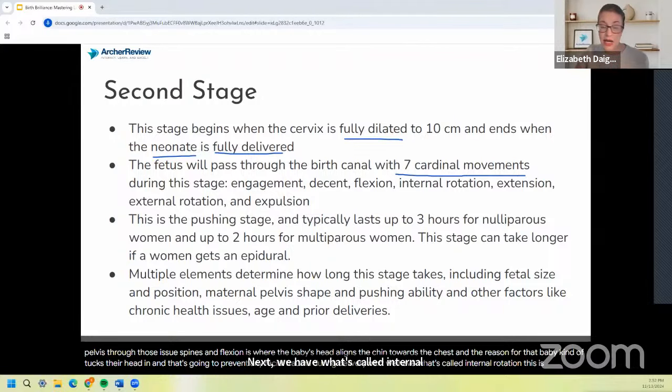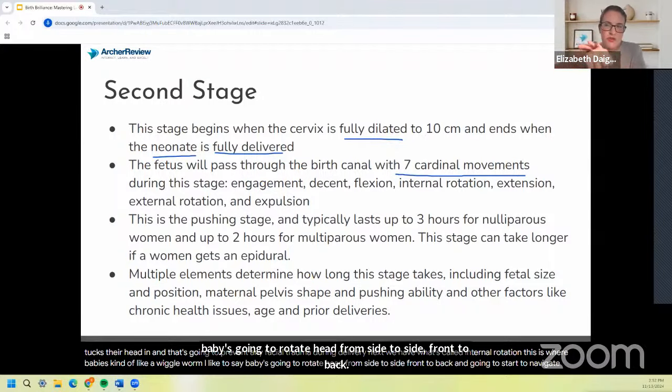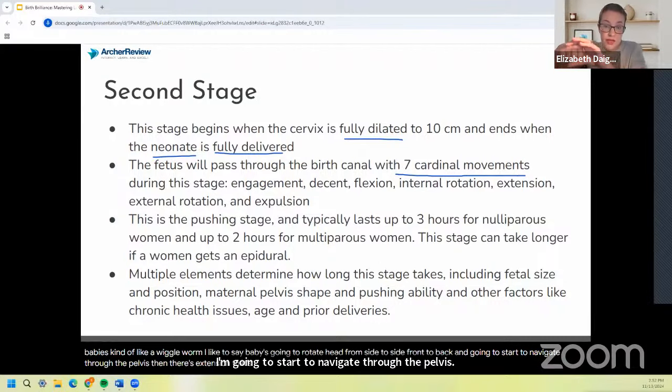Next, we have what's called internal rotation. This is where baby's kind of like a wiggle worm. I like to say baby's going to rotate head from side to side, front to back, and going to start to navigate through the pelvis. Then there's extension. That's where the baby's head, face, and chin is delivered, extending out of the vaginal canal.